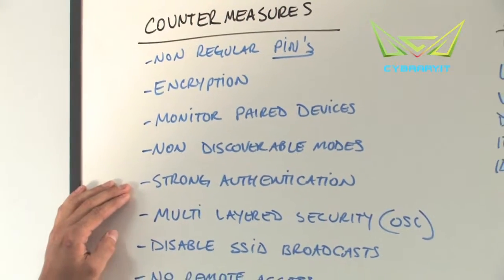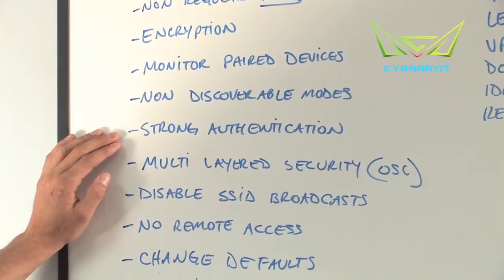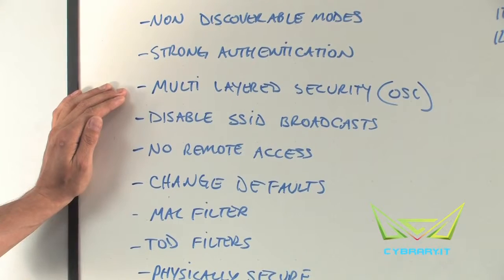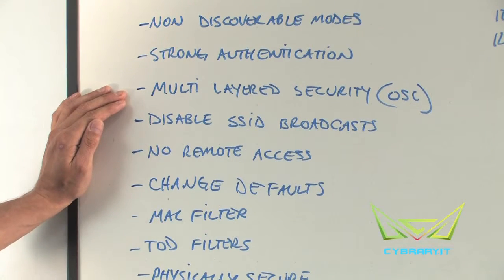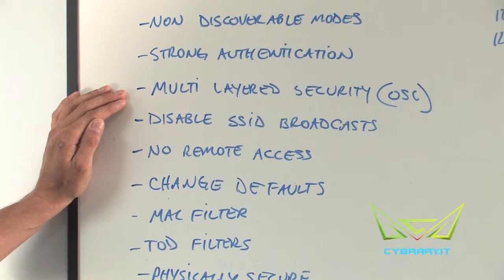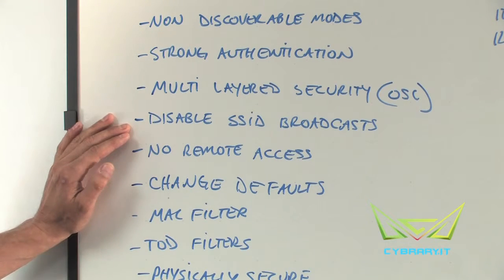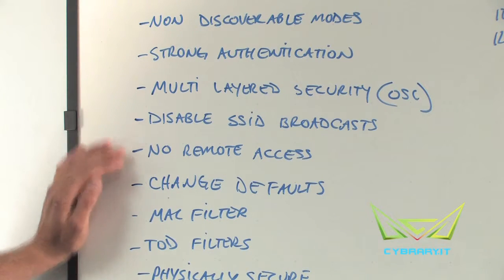You should use strong authentication, meaning something that you have and something that you know. Use a multi-layered security, like for example the OSI model. All right, so don't just rely on layer 2 techniques like MAC filtering or layer 3 techniques like route filtering, but use as many layers as you possibly can, otherwise known as defense in depth. Best practices will suggest you could turn off SSID broadcast, but you guys already know how I feel about that.